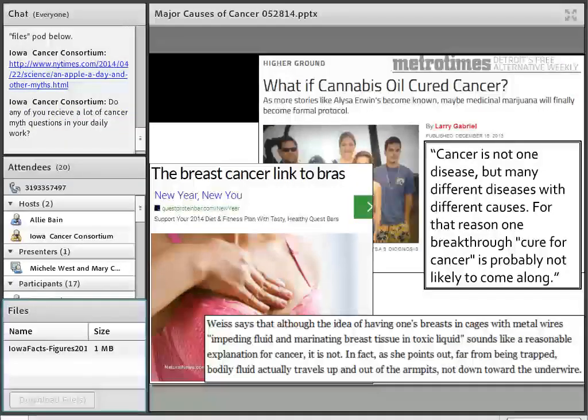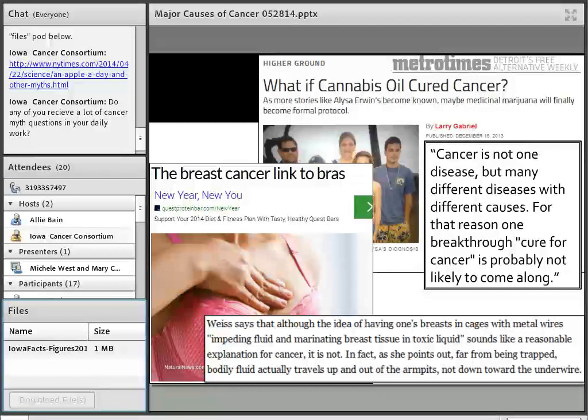So here are some examples that I found of cancer myths out there. Cannabis oil curing cancer. As a quote I put on the slide says, "Cancer is not one disease, but many different diseases with different causes. For that reason, one breakthrough cure for cancer is probably not likely going to come along."